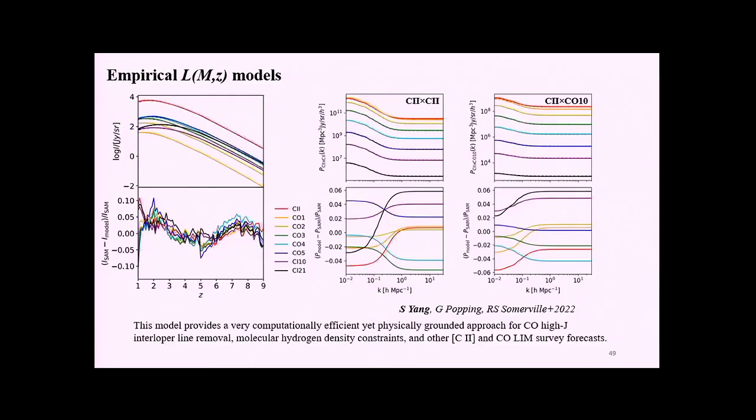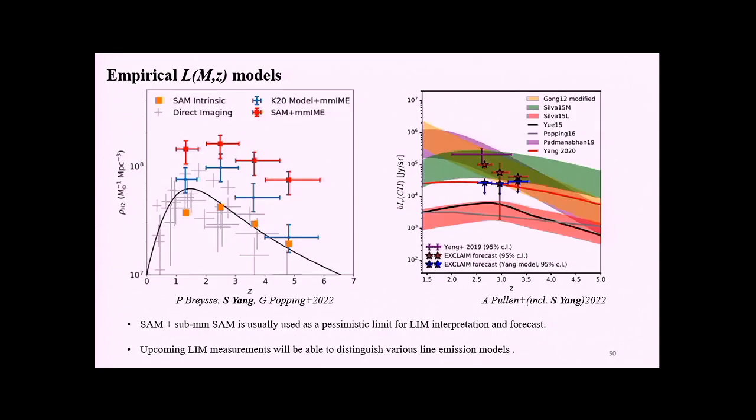So with this empirical representation, the user can easily reproduce the line intensity and the 3D power spectrum predicted by SAM and the submillimeter SAM. Our model has been applied to various line intensity mapping interpretations and forecasts, as two examples. In the left figure, I show our model is combined with the mmIME CO measurement to constrain the molecular hydrogen density as a function of redshift. And the right figure shows that our model is used for the EXCLAIM C II survey forecast.